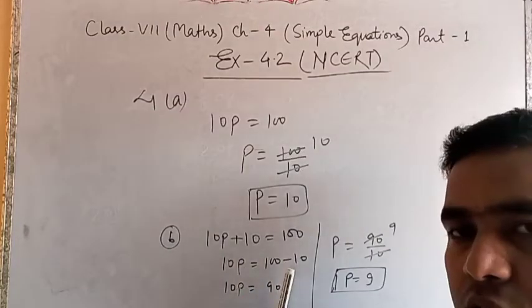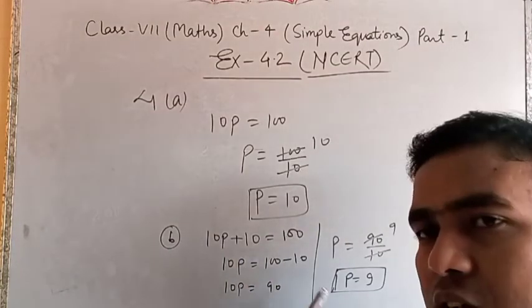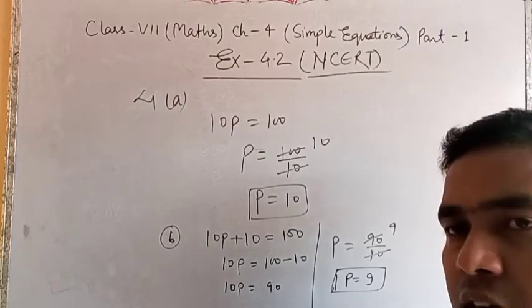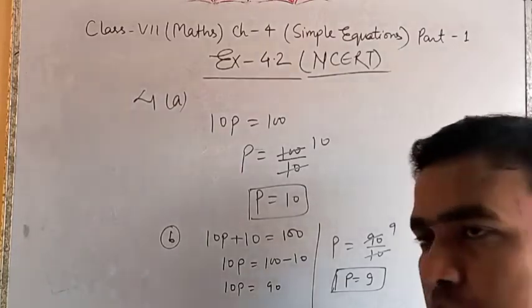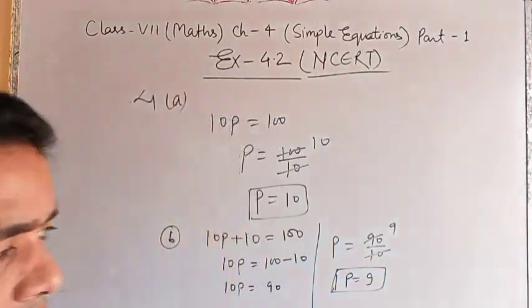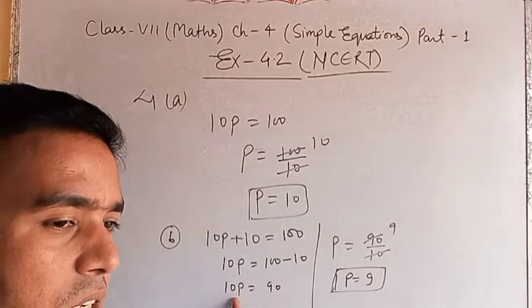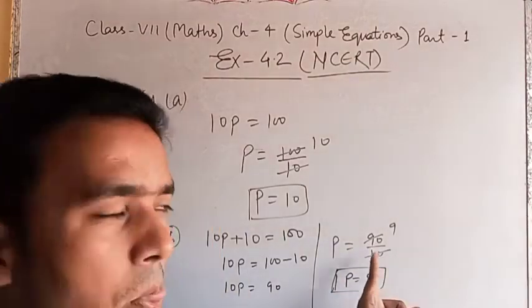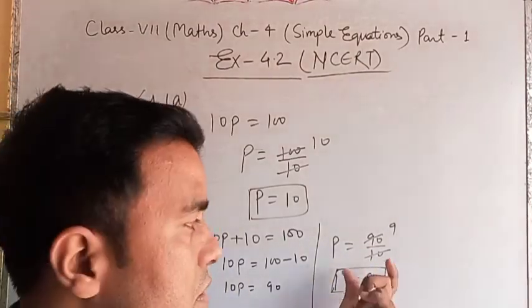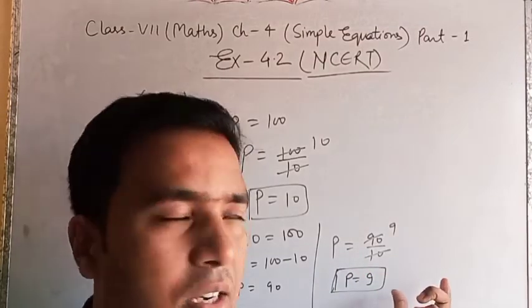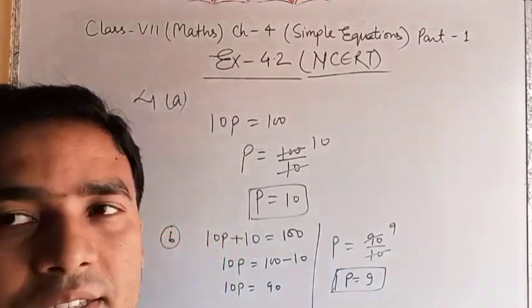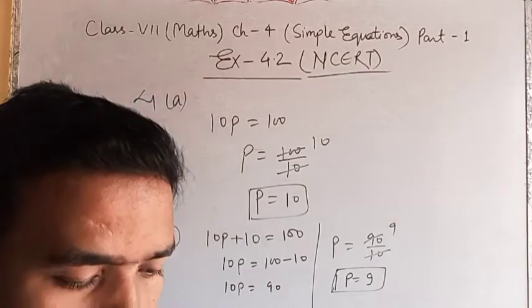10p plus 10 equal to 100. 10p equal to 100 minus 10. Then 10p equal to 90. P equal to 90 by 10. Here it is multiply, there you will do transposition. Clear? Upon changing, it becomes divide. 90 by 10, 10 nines are 90. Note down this.